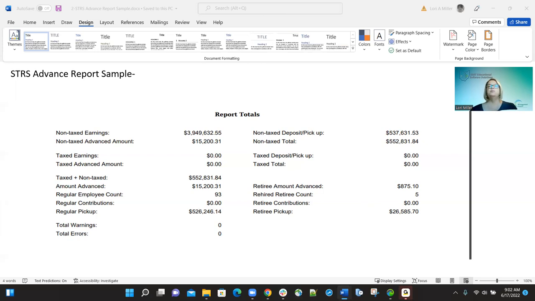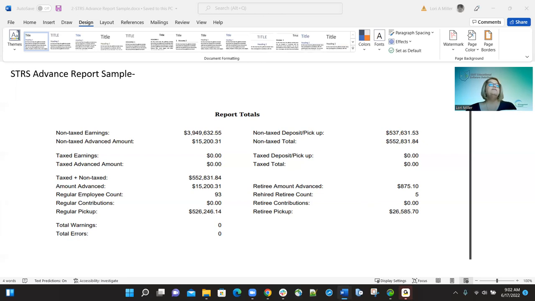But they could actually keep running the reports. Maybe they need to make corrections. They can make the corrections, rerun the reports. They can just keep doing that till everything is accurate. Again, there's three reports. We have the advanced fiscal year-to-date report, which is going to include everyone that was paid into STRS over the fiscal year.